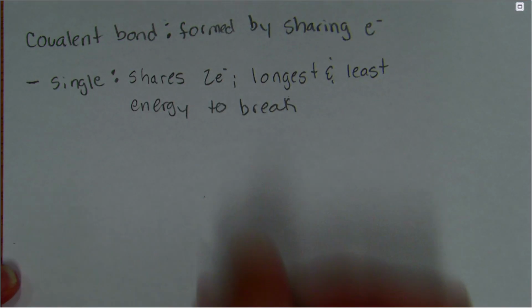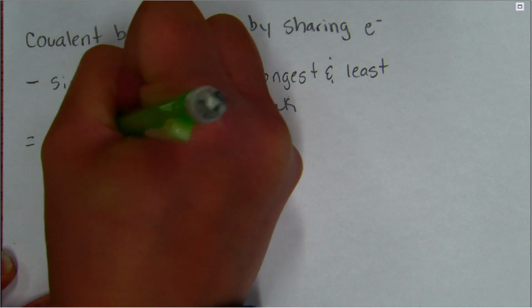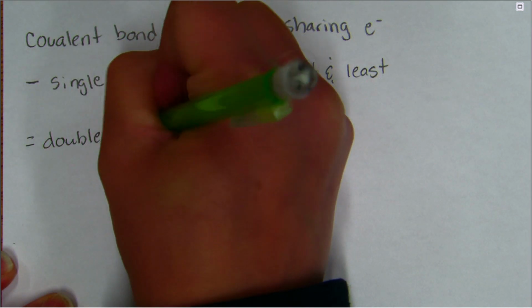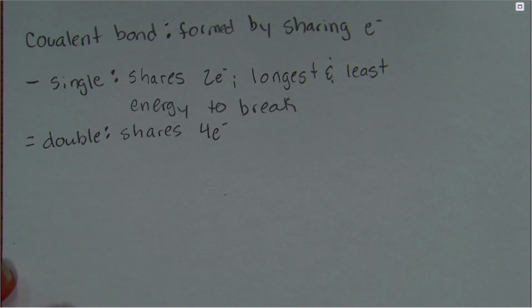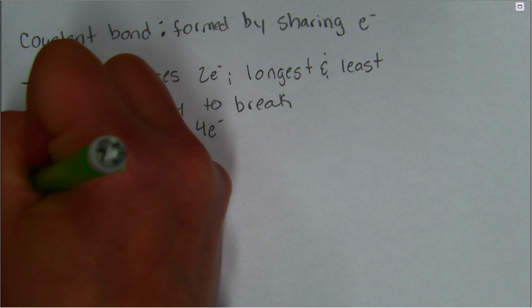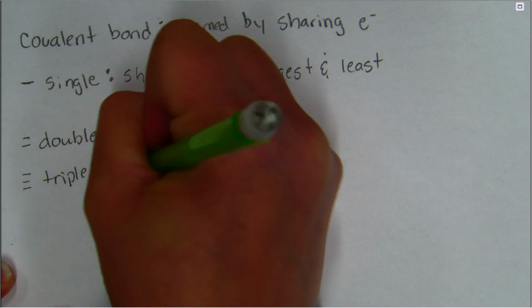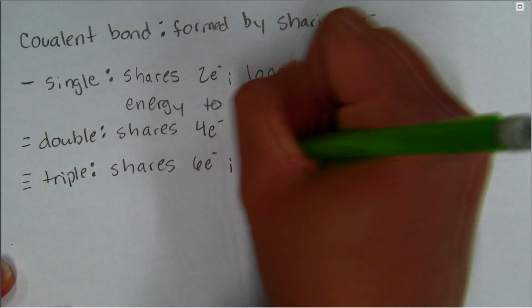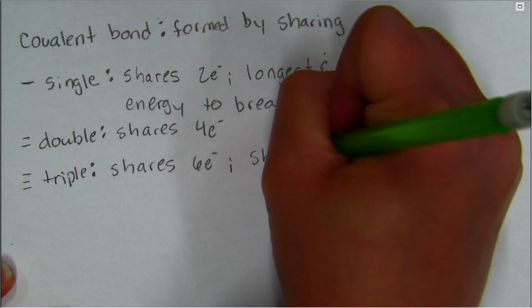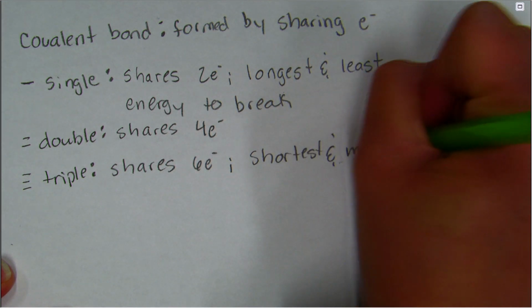We have a double bond, which shares 4 electrons. And we have a triple bond, which shares 6 electrons. It is the shortest of the 3 bonds and requires the most energy to break.